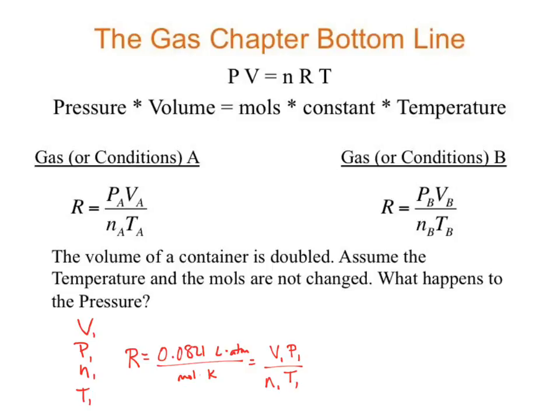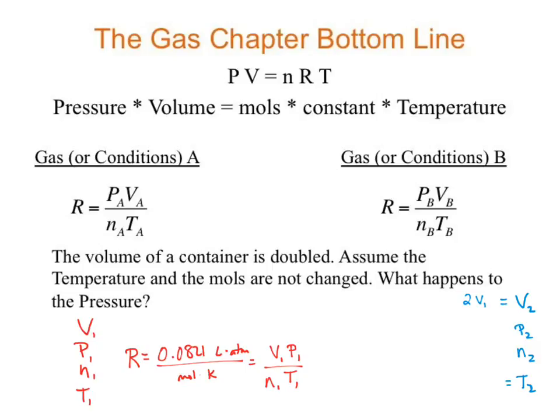Do we just have a single condition? No, we changed the condition. We've doubled the volume, which means we've moved to a new system. In that new system, I have volume 2, I would have pressure 2, I would have moles 2, and I would have temperature 2. Do we know anything about those new systems, or that new system? What do we know? We know that the volume was doubled. That means volume number 2 is what? Twice our starting volume. So 2 times volume 1.